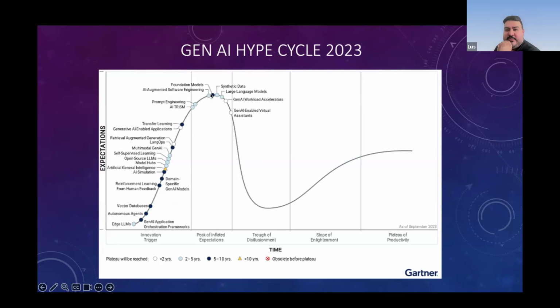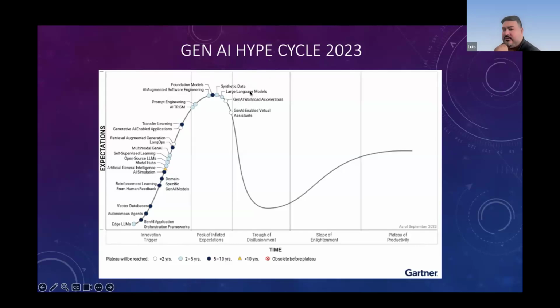AI-augmented software engineering was going to be the next big hype. Models were going to be the biggest one. Synthetic data, things like that as it goes on. So in 2023 it was the top of the conversations.